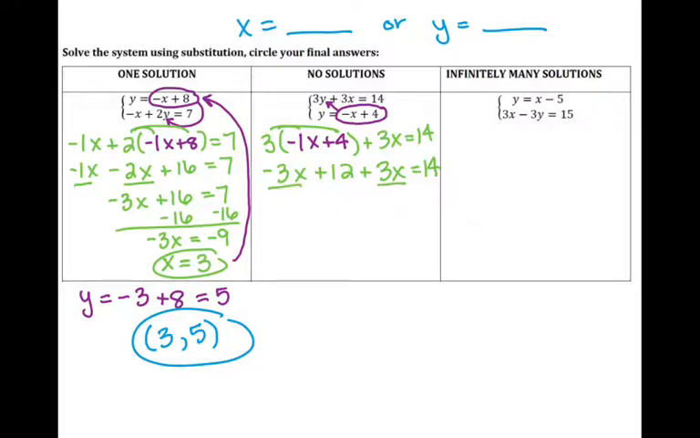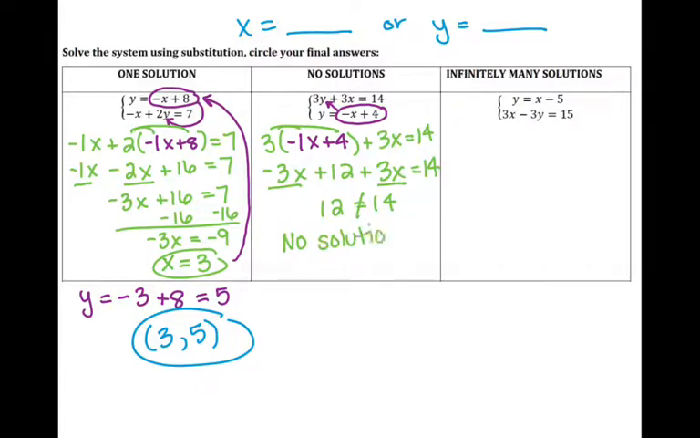So negative 3x plus 3x is 0, so that's going to cancel out. So I'm left with 12 equals 14. Well, does 12 equal 14? Of course not. That's a stupid question. So that means this one has no solution.